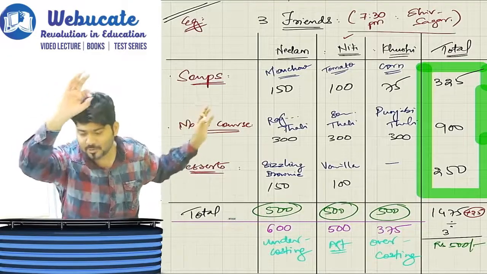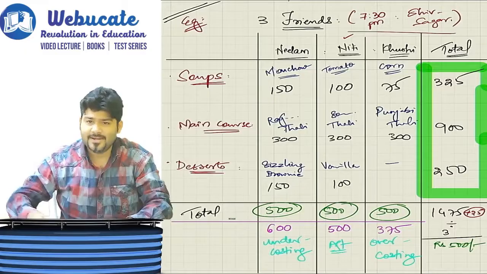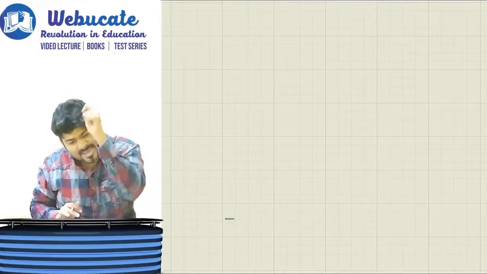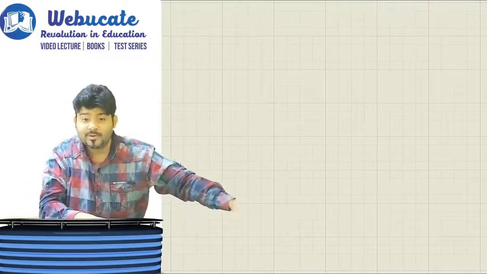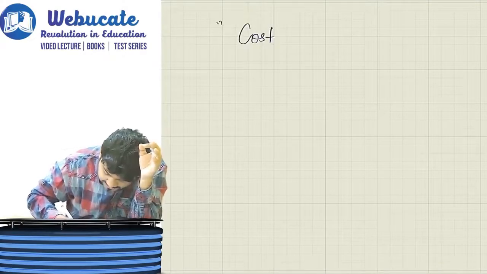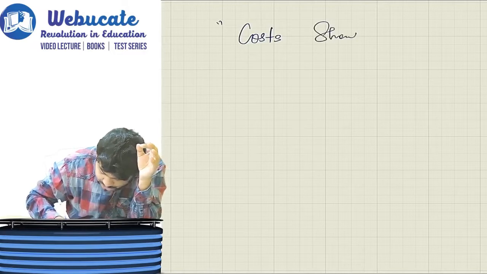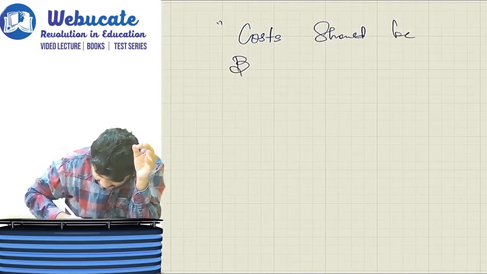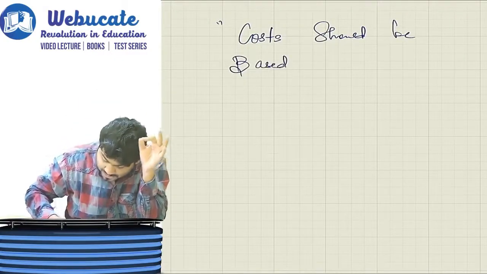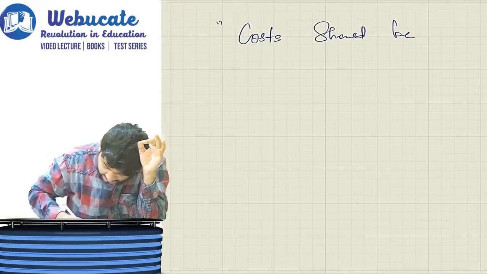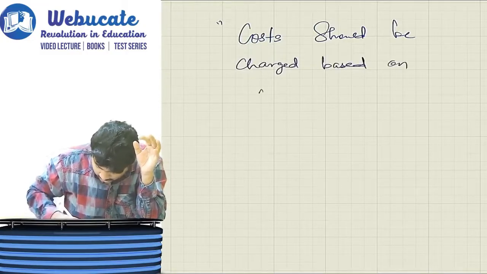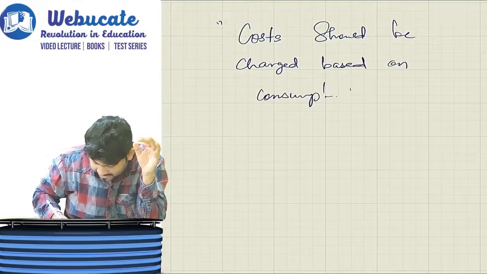In the next one hour, I will explain that as well. And by the end of the lecture, you will realize the basic fundamental of costing which I want to teach you today: costs should be charged based on consumption. From the first example, at least you got a hint of what concept I'm going to teach you. What did I say? Costs should be charged based on consumption.